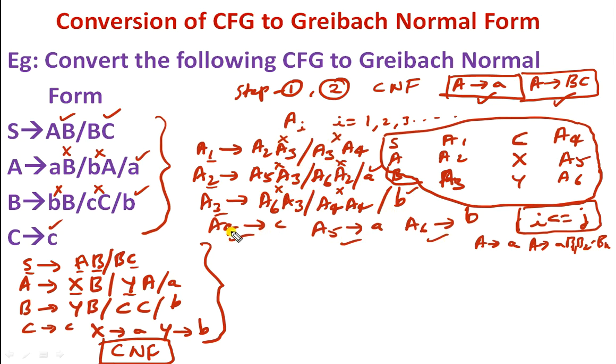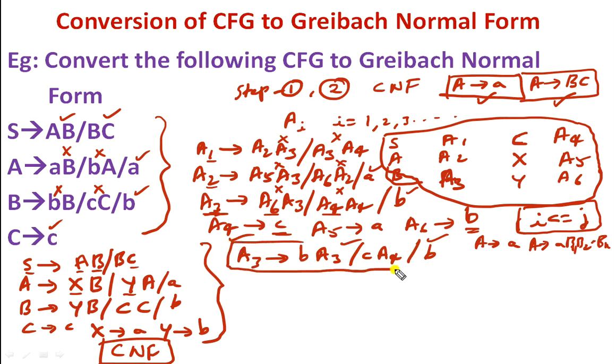So for that purpose, we will start with A3. In A3, what you could observe? A6 is there. A4 is there. A6 generates b. A4 generates c. So replace A6 with b and A4 with c. Then they will be converted into Greibach normal form. A3 generates b A3, or A4 means c, c A4, or b. Now the production rule A3 has been converted successfully into Greibach normal form.